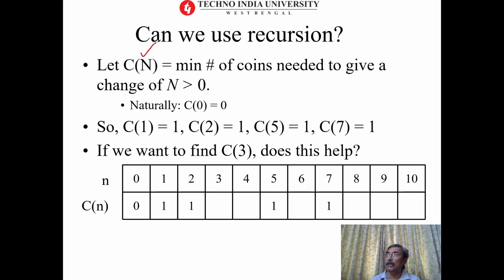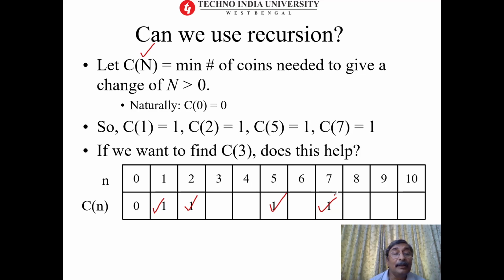Now, if I ask you to give a change of rupee 1, how many coins are required? Only one coin is required because you already have a coin of denomination 1. If I ask you, I want a change of rupees 7, how many coins will you give me? Only 1, because there is a coin already available with denomination 7. So these 4 entries are known to me. Again, like Fibonacci, I have created an array.